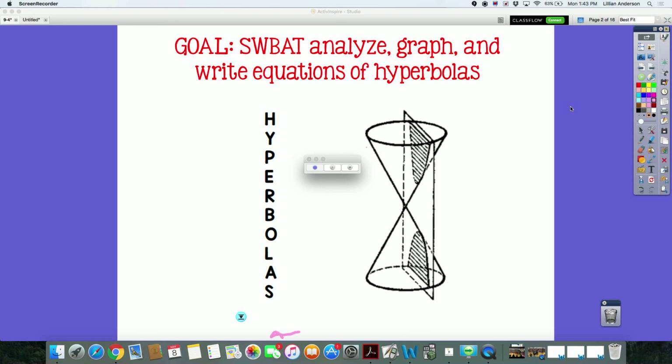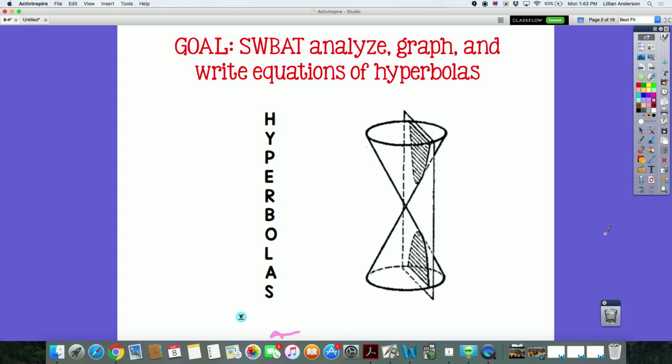So today we're talking about hyperbolas. Your goal is going to be able to analyze, graph, and write equations of hyperbolas. Now, in the foldable, you should fold it so that you see hyperbolas and the picture of a hyperbola with your foldable, okay? And then it should open up to the table.